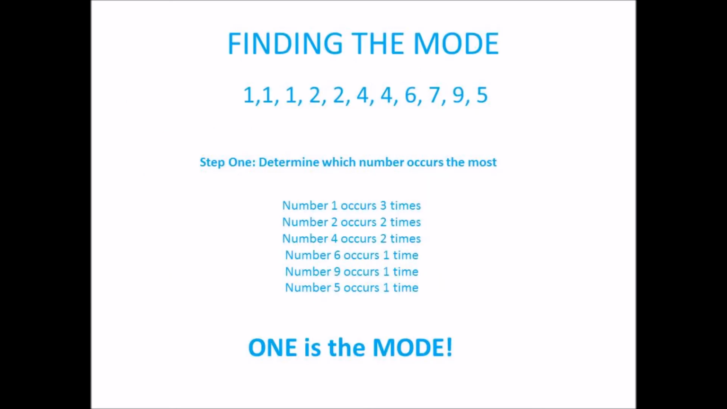To find the mode, we determine which number occurs most. Number 1 occurs 3 times. Number 2 occurs 2 times. Number 4 occurs 2 times. Number 6 occurs 1 time. Number 9 occurs 1 time. And number 5 occurs 1 time. 1 is the mode. 1 occurs the most times.